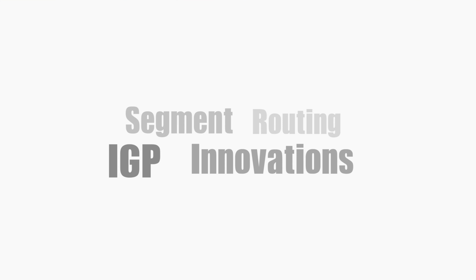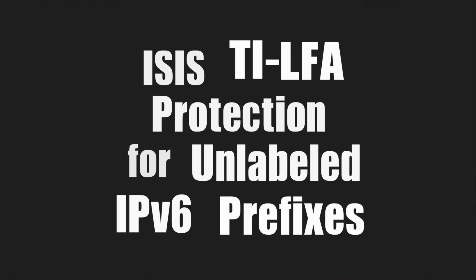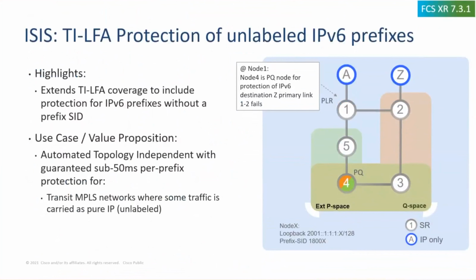Well, now we're going to move on to new innovations in IOS XR 7.3.1 for ISIS. And the first one is what we call TI-LFA protection for unlabeled IPv6 prefixes. With this new feature, we are expanding the coverage of TI-LFA to also include IPv6 prefixes which have no prefix SID. Obviously, you will understand the ability of TI-LFA to provide protection for IPv4 or IPv6 prefixes that have a prefix SID, and now we are augmenting it here in 7.3.1 to also protect prefixes that do not have a prefix SID.